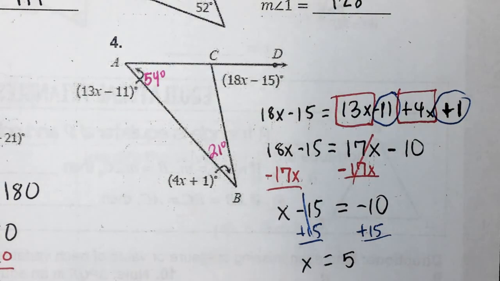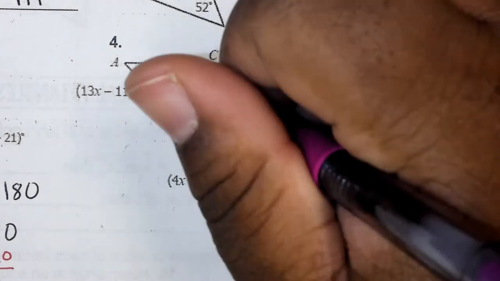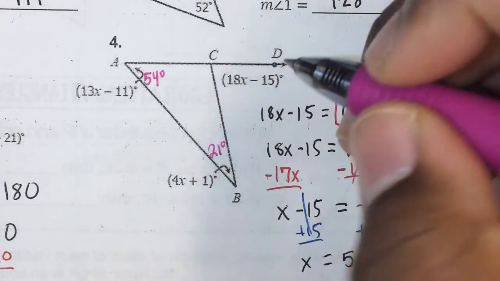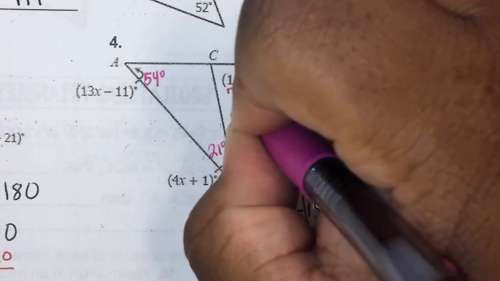Next one is asking for DCB. Which expression is that? That's 18x minus 15. Okay. What y'all got for that? And you plug in for this one, the exterior angle right here, you should get 75 degrees.